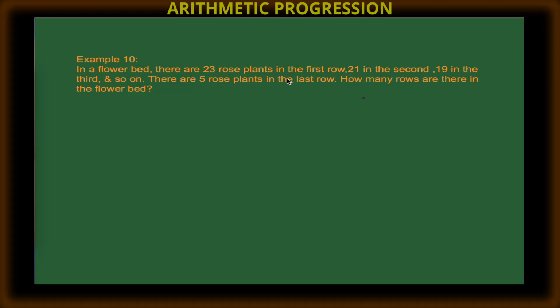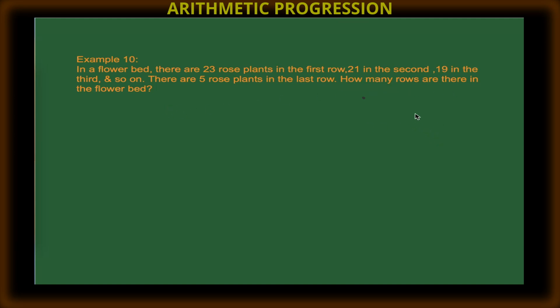Try to analyze this particular example. In a flower bed, there are 23 rows of plants in the first row, 21 in the second row, 19 in the third row, and so on. There are 5 plants in the last row. How many rows are there in the flower bed?